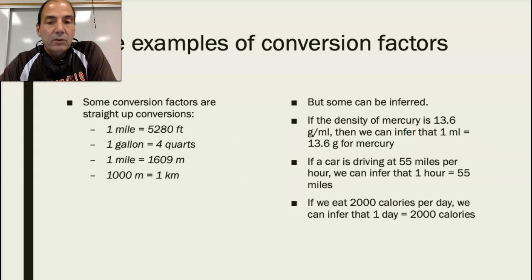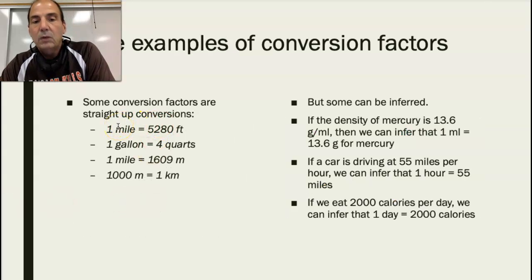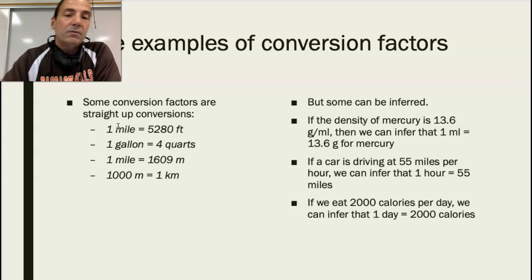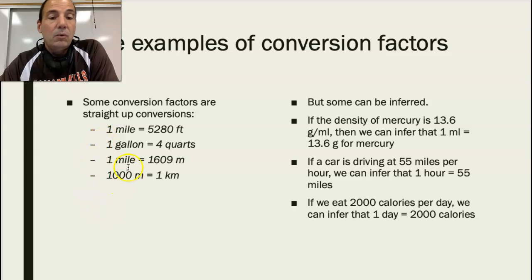And some conversion factors are basic things like, relating 1 mile, how a mile is defined as 5,280 feet, or a gallon is defined as 4 quarts, or interrelating metric and English units. 1 mile is 1,609 meters, okay? So those are your basic straight up conversion factors. But then there's the inferred ones.